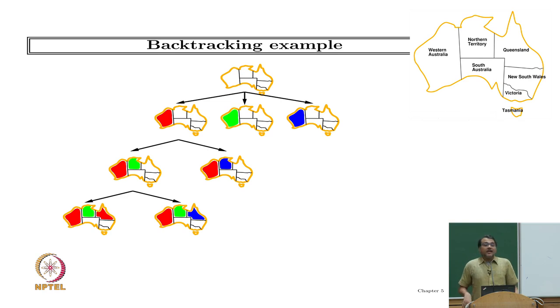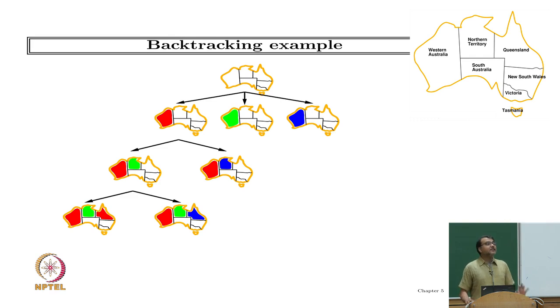Now, just intuitively look at this and tell me if there is any state you think cannot lead to a solution. Which one cannot lead to any solution? The right bottom, which is Western Australia red, Northern Territory green and Queensland blue. Does everybody see this? Why would it not lead to a solution? Because South Australia has no value remaining, all its values are gone.